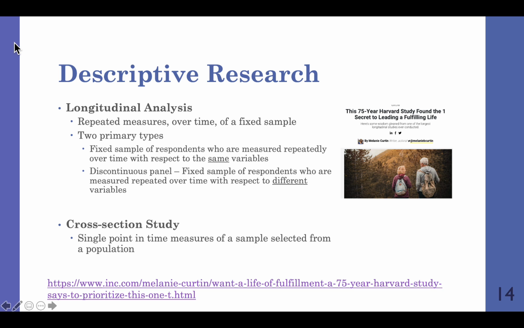A discontinuous panel is where the sample of respondents is measured with respect to different variables. So they use the same respondents, but they use different variables over time. So that's longitudinal. A cross-sectional study is where you're going to use a single point in time. So maybe every year they use the same study, but they use a different sample of people. They're not looking at the same respondents every single time. So that's kind of the difference, and it's a really important notation.